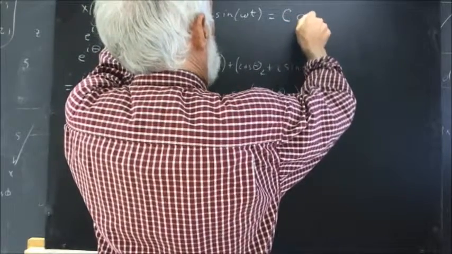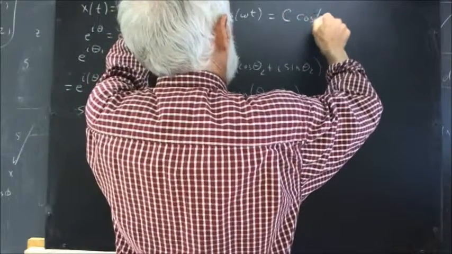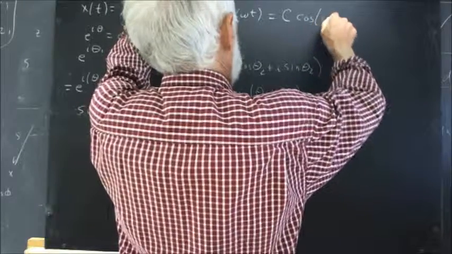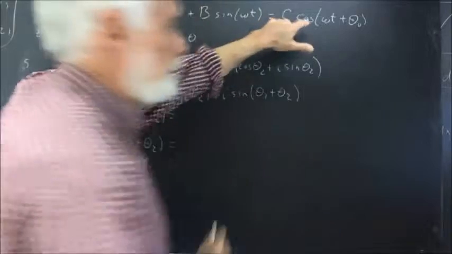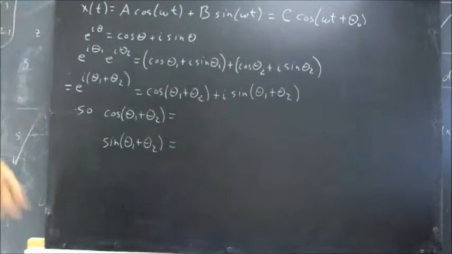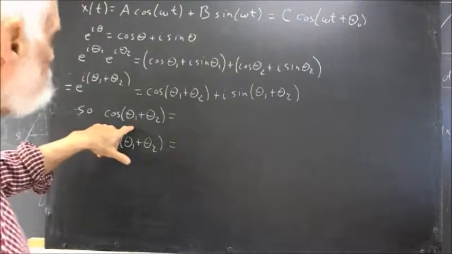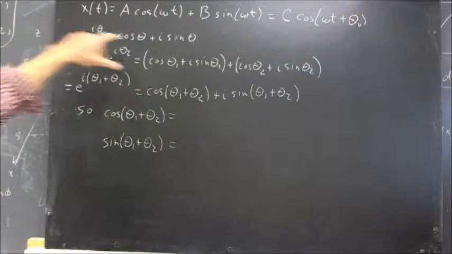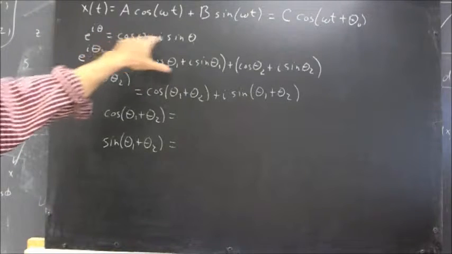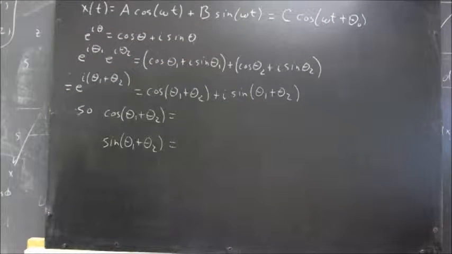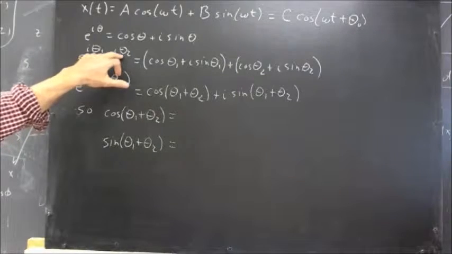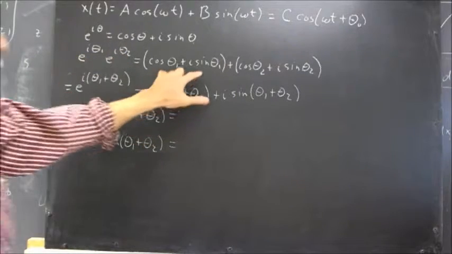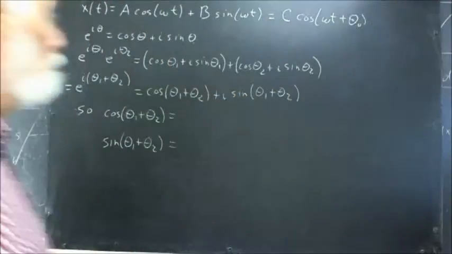C cosine of omega t plus theta naught. We could also do the form C sine of the quantity omega t plus theta naught. Okay, the Euler identity: e to the i theta equals cosine theta plus i sine theta. Now we just multiply e to the i theta 1 times e to the i theta 2, and we write down what we have, and that's very straightforward.